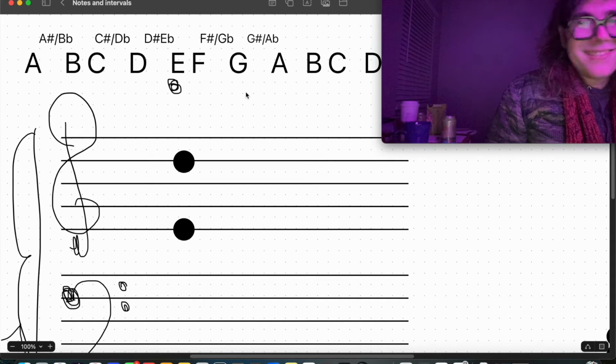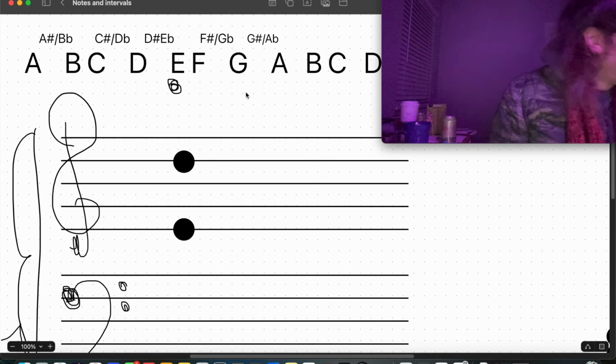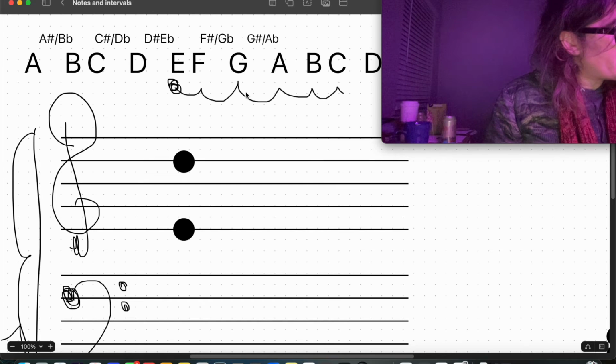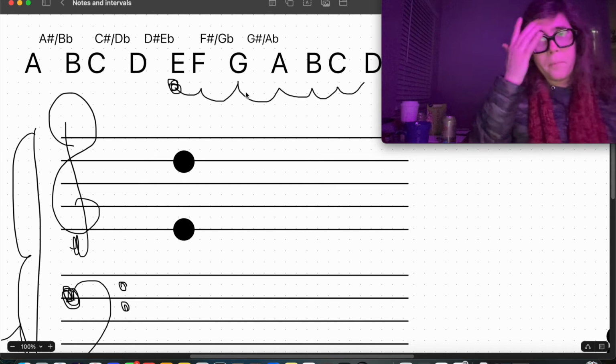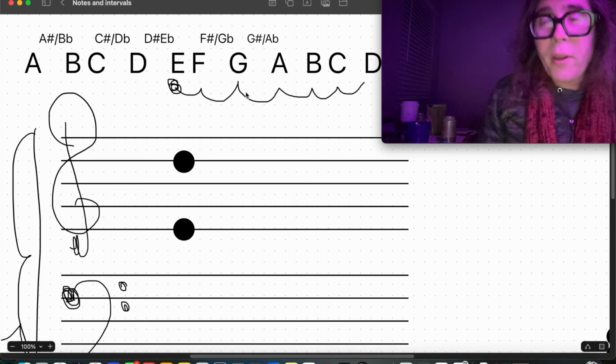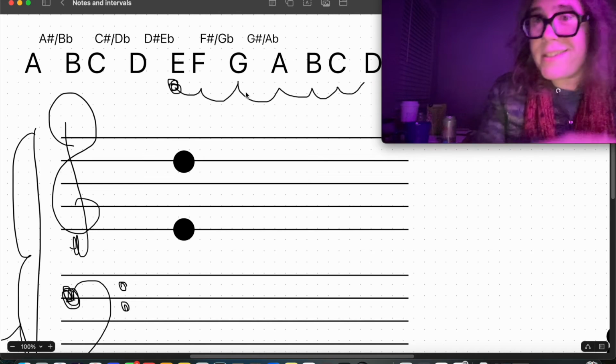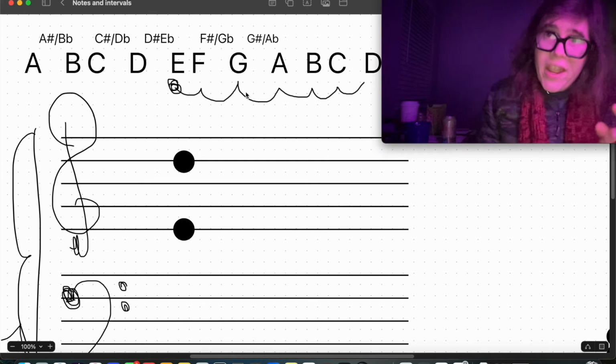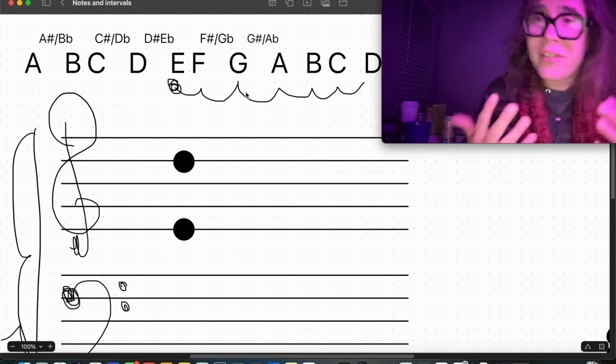Okay, that's 1, 2, 3, 4, 5, 6, 7. Okay, so the line says it's a 7th. Let's see how we would do it in the staff and see if we get the same result.